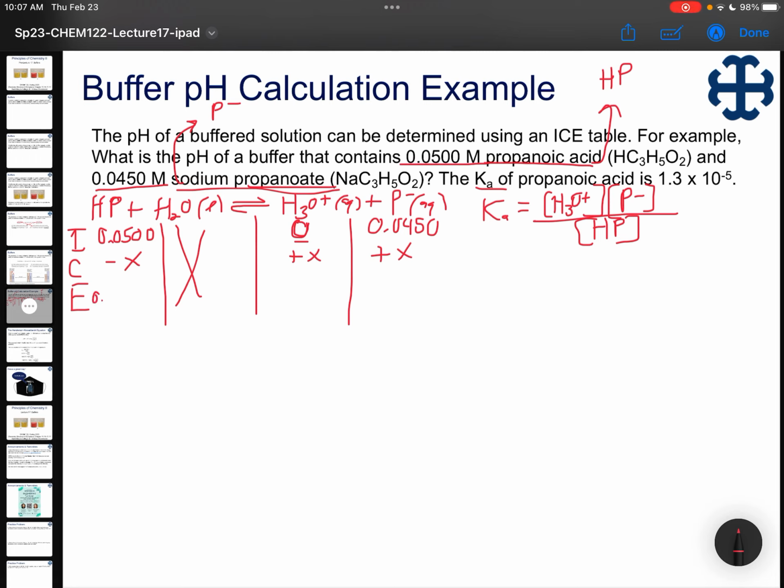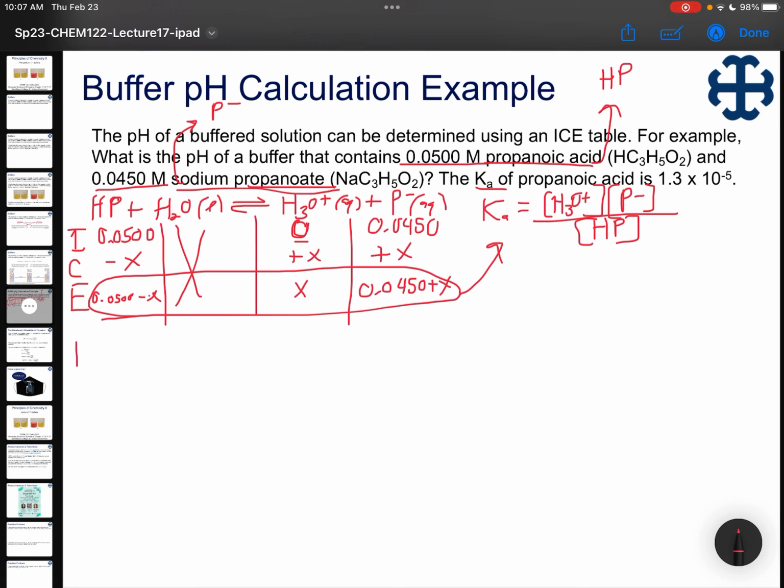And then if we combine those terms, 0.0500 minus X and 0.0450 plus X, we should end up with our completed ICE chart. And so now we can take what is in this equilibrium row and plug it into our Ka expression. And so that's what I'm going to do down here. Our Ka is equal to 1.3 times 10 to the negative 5th, which we just get from right there.